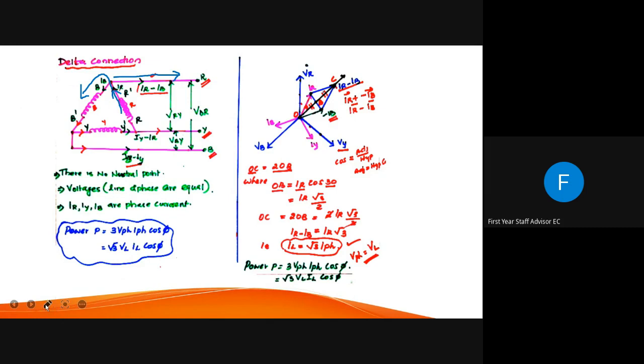So what is the current in the R phase, if someone asks you? There is an equation: IR, the current in the R winding, minus the current in the B winding is the current in the R phase. The total current is IR; some of it goes into the B winding, so that is subtracted from IR, and the remaining current goes into the R phase. Is it clear for everyone? Please confirm.